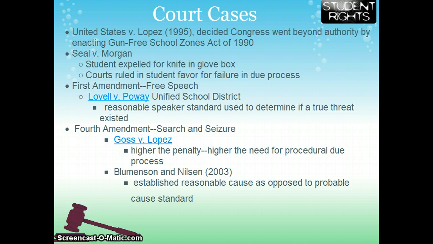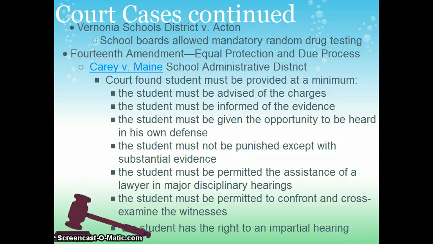In Blumenthal and Nilsson, this established a reasonable cause as opposed to a probable cause standard. This case involved drugs, and it was this case that caused the schools to get the right to do mandatory random drug testing. The Cary versus Maine School District emphasized the due process rights being followed to the extreme because of the heightened awareness of the rights of children with disabilities.